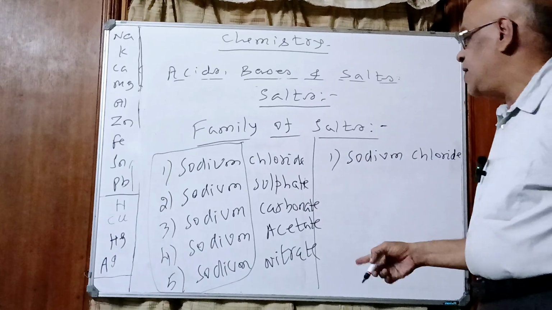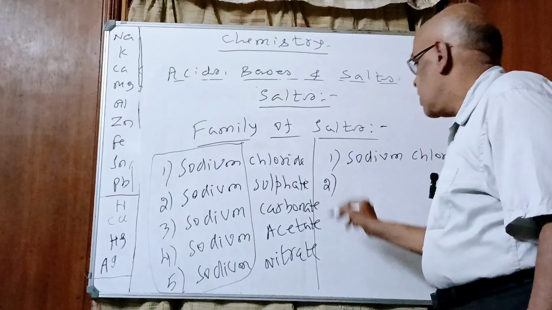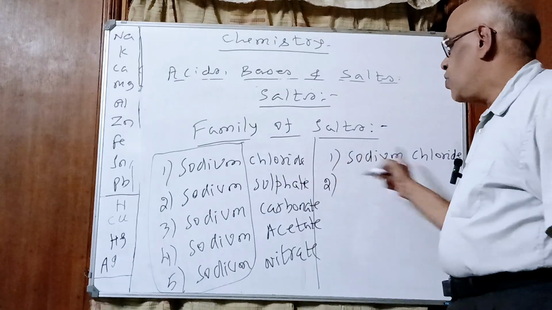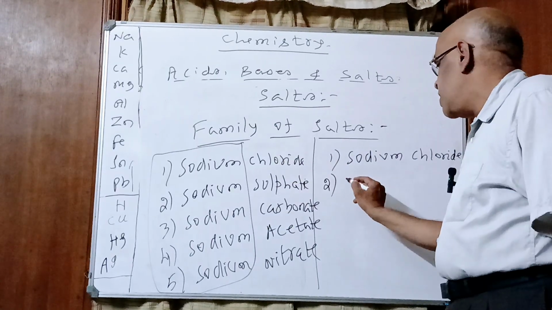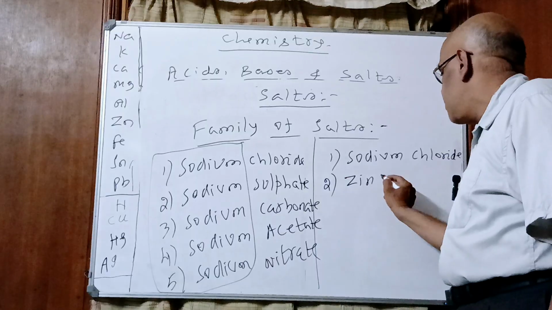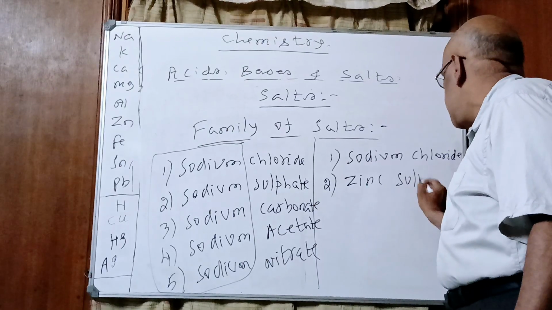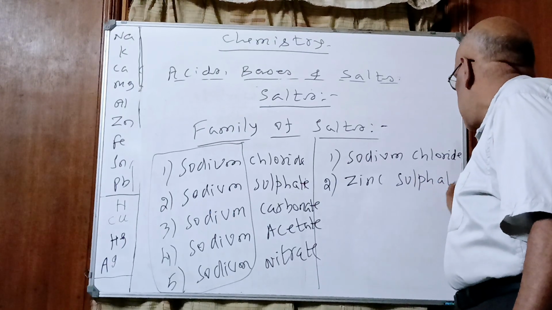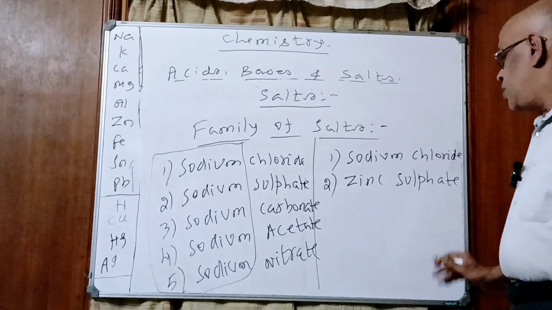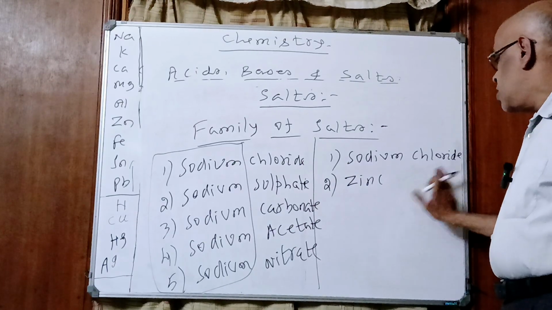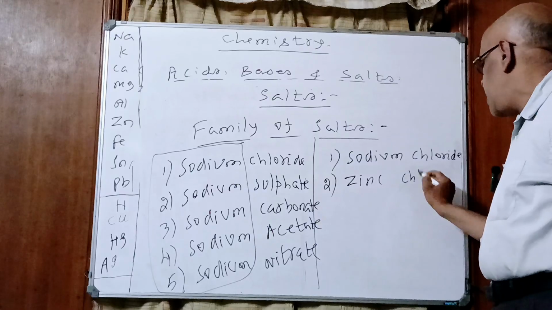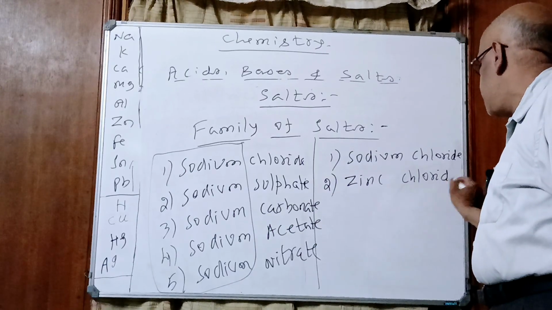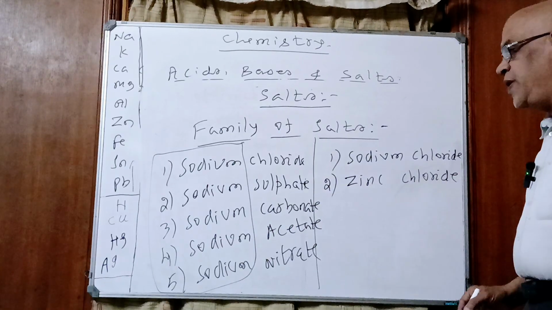Copy the first one and tell me. Second one. Now, sodium chloride, you should not say sodium sulfate. You can say zinc sulfate. Sorry, zinc chloride. Zinc chloride. The anion part should be the same.